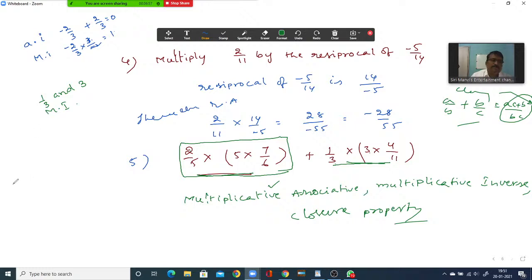Let's see how to do it. First, it is the same whichever way we do it. So first 2 by 5 into 5. Associative means however we multiply the numbers, it is the same. So 2 by 5 into 5 into 7 by 6 plus, this one 1 by 3 into 3 into 4 by 11. So 5 get cancelled: 2 into 7 by 6. 3 get cancelled because they are multiplicative inverses of each other: 1 into 4 by 11. 2 7 is 14 by 6. 1 4 is 4 by 11.